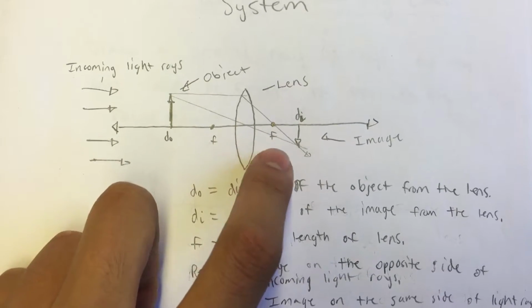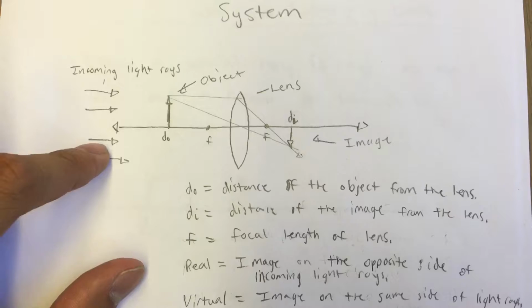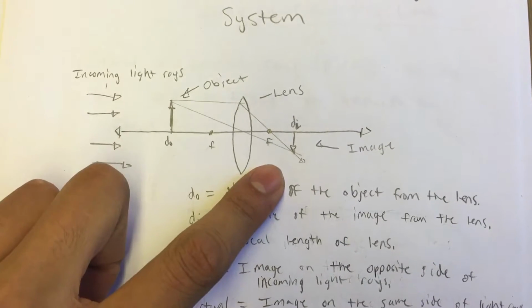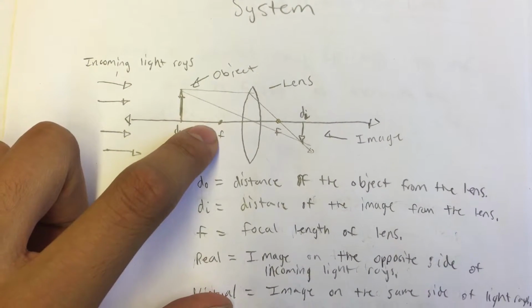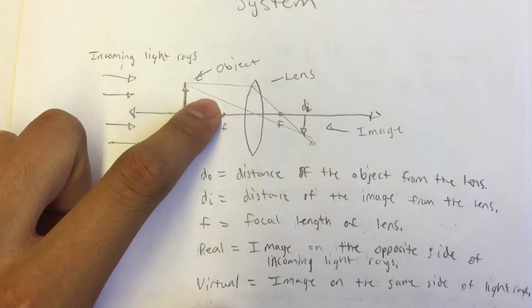A real image is where the image is on the opposite side of the incoming light rays, like this one. A virtual image is where the image is on the same side as the light rays.